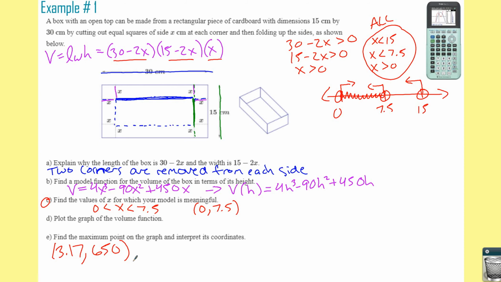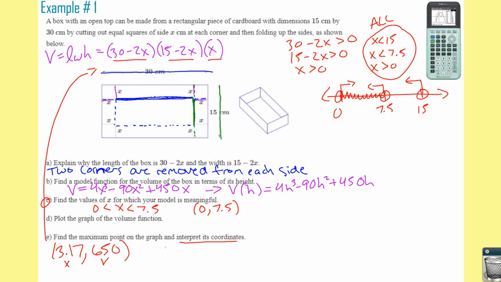And this helps us find the dimensions, right? Because this represents our x, based on what we had up here, and this represents our volume. So the maximum volume we can get with this box, with a 30 centimeter by 15 centimeter box, is 650 cubic centimeters, where the height is 3.17. And then I could even plug it in to find length and width, if it asked for it. It didn't ask for it. Oh, actually, I'm sorry, it said interpret its coordinates.